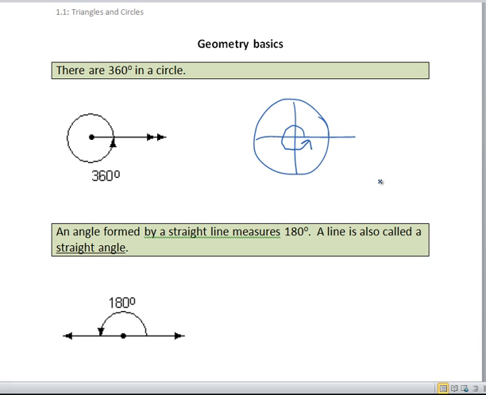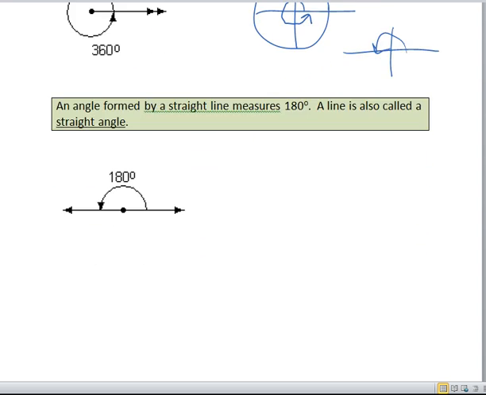Okay, if we cut that in half and we only go halfway, like what we see here in the second part, we get a 180 degree angle. So an angle formed by a straight line measures 180 degrees. We also call this straight line, or the angle formed by the straight line, a straight angle.